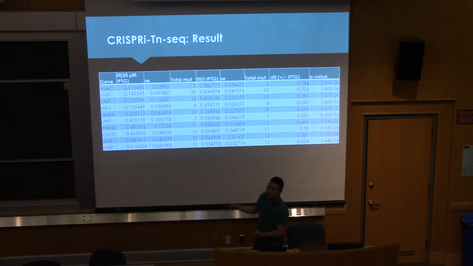This is the CRISPRi Tn-seq result. Okay. And you also have a set of scores for your validation. Right. Okay, that's a different thing. Yeah. So here's the idea.